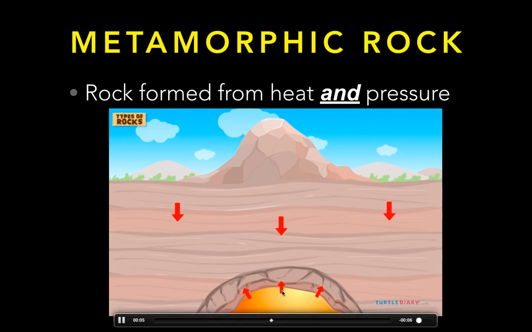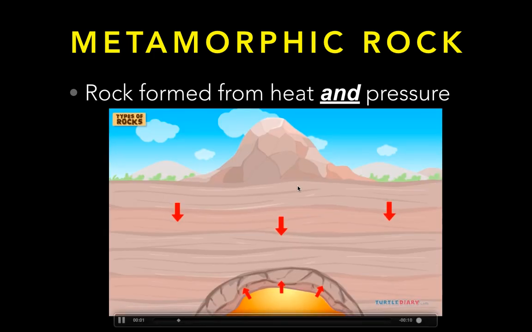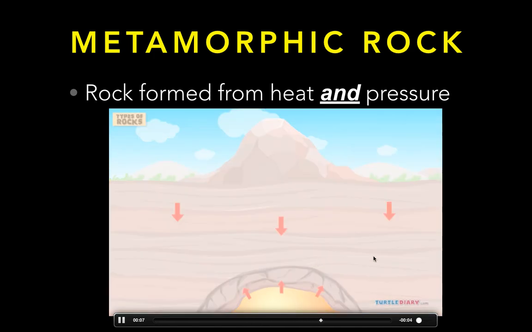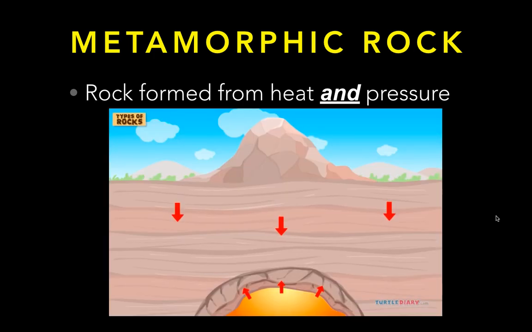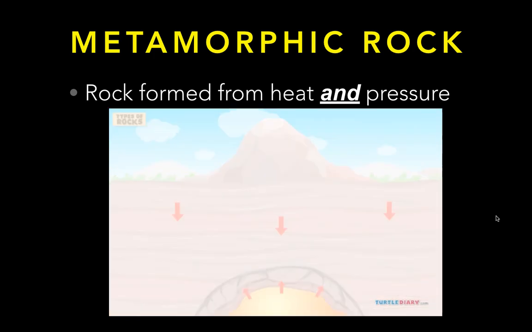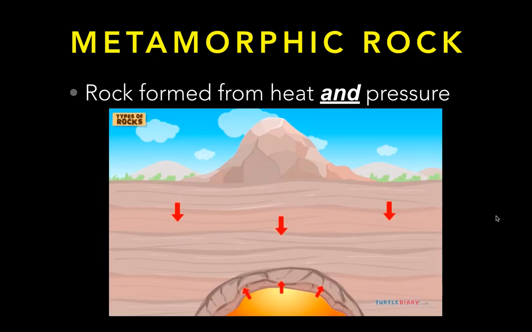So as you can see in this diagram, you've got heat from the inside of the earth pressing up, and you've got the pressure of the earth pressing down. So the weight of the earth pressing down, the pressure of the heated rock pushing up. When those two come together here in the middle, you form what's called a metamorphic rock. So an igneous rock and a metamorphic rock are both formed from heat, but it's the metamorphic rock's ability to have pressure added to that heated rock that changes it to a metamorphic rock. So metamorphic rock is formed by both heat and pressure.